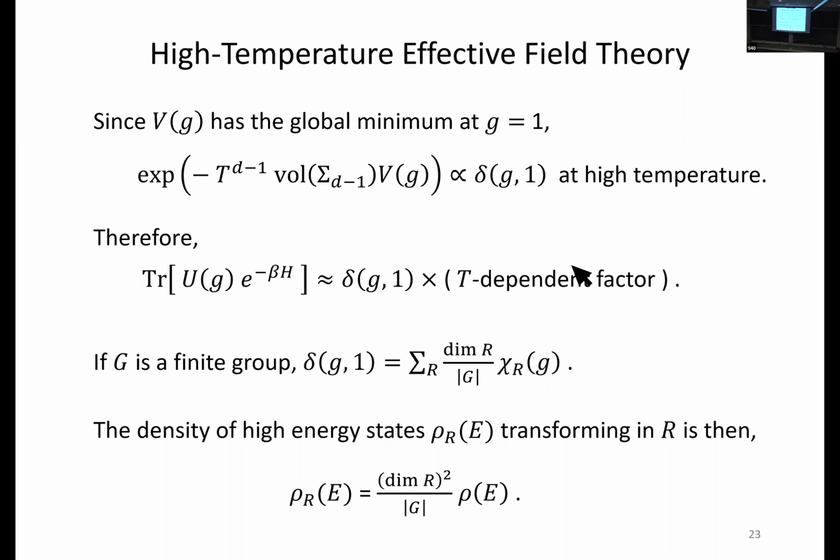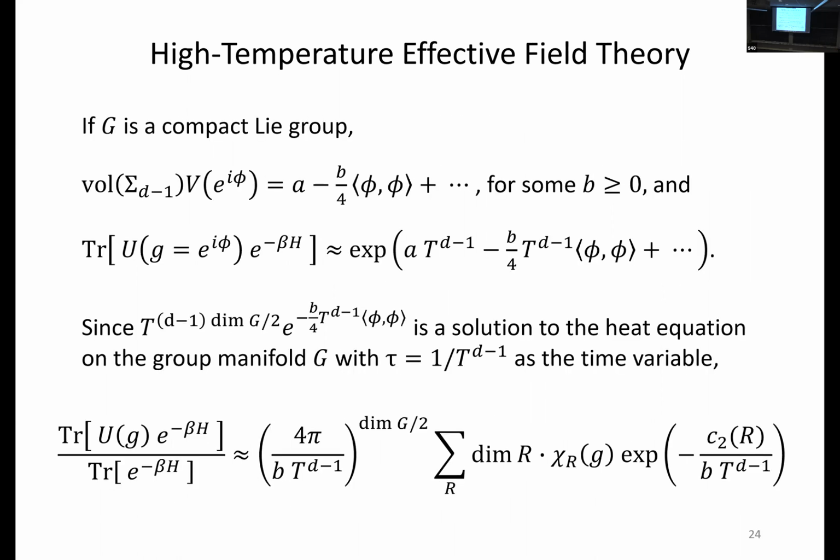So you can derive this, and then from that you can deduce that the density of high energy states transforming in the representation R is given by this formula. So this is what I promised at the beginning. And for a compact group, this is a global minimum.